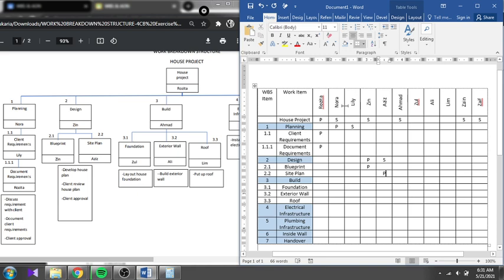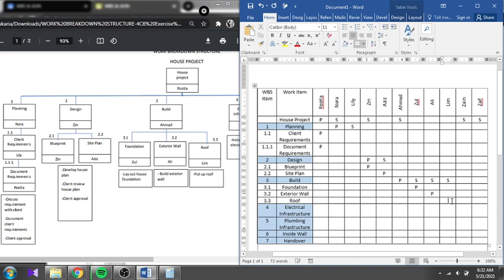Okay, number 3, Ahmad is P, and don't forget Zul, Ali and Lim will get S. So under build, Zul is S, Ali also gets S and Lim also gets an S. Under the build, just like the first one above, foundation gets Zul as P, exterior Ali as P, roof Lim as P.